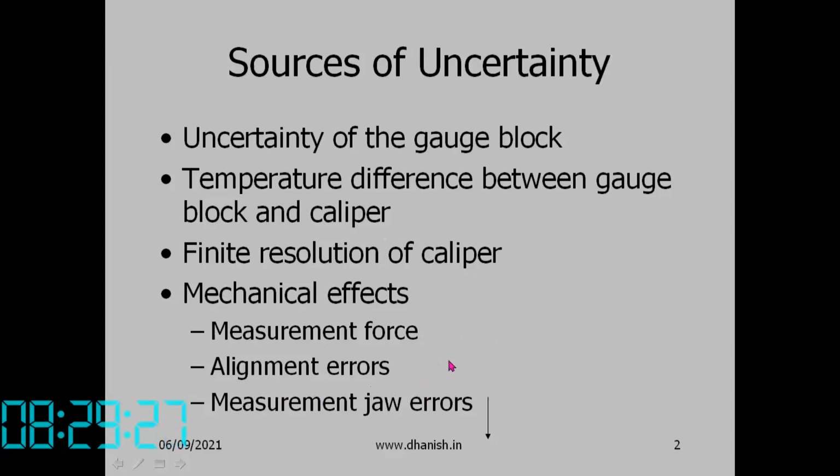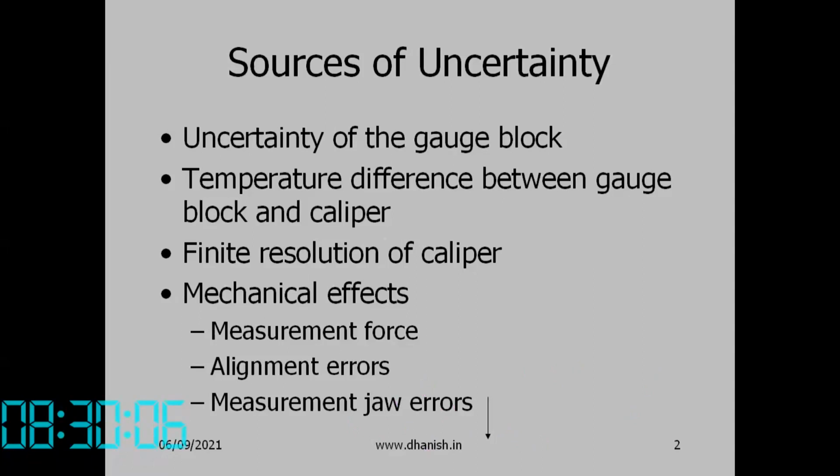Then alignment errors. So how you hold the vernier. Once again, this depends on the person. If you misalign it slightly, there will be some difference between the measurement and the correct reading. Then the measurement jaw errors. As you use the vernier, the jaws get worn out. This is again something you have to experience. When you go to the machine shop and do the experiments there, you will notice that all the verniers are damaged.